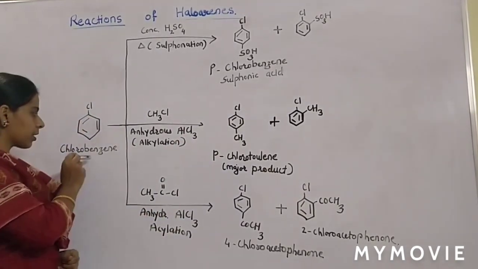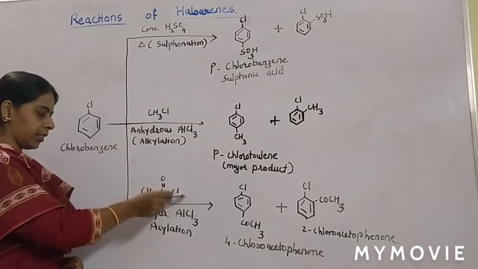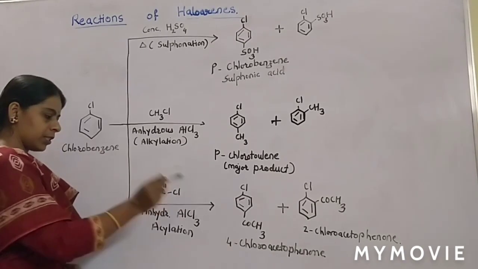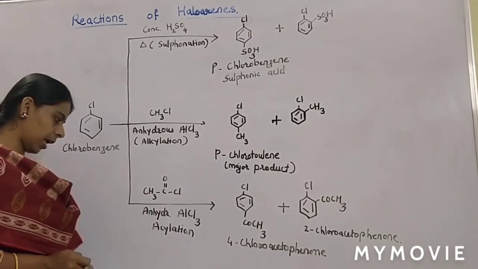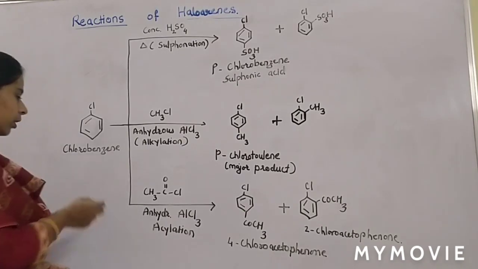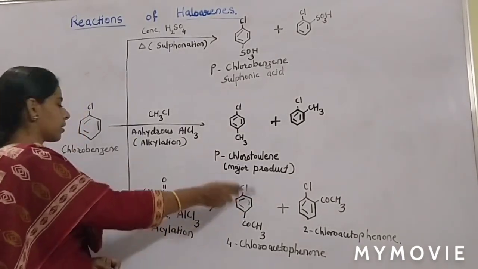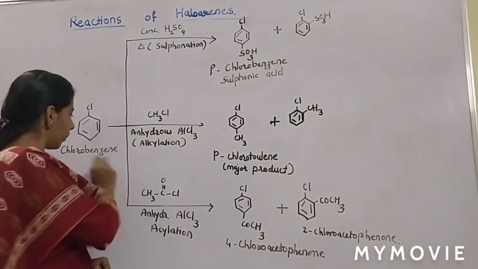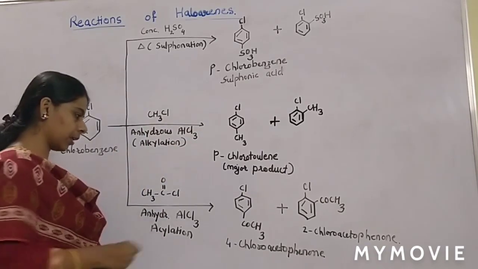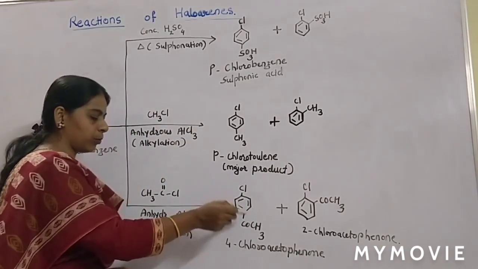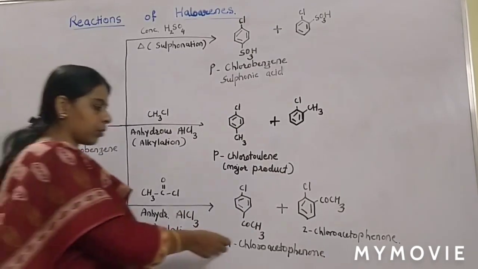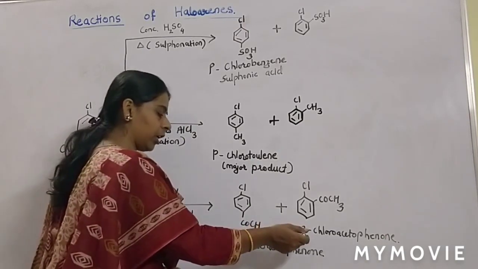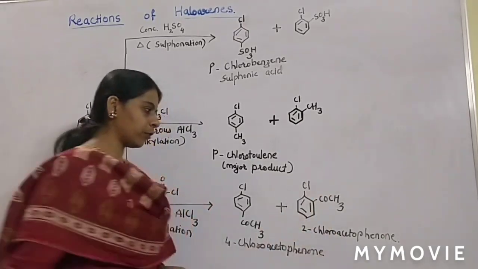And after that, the third reaction: chlorobenzene again reacts with CH3COCl, that is acetyl chloride, in the presence of anhydrous aluminium trichloride. This reaction is known as acylation. What is the product we are getting? Chlorine is already attached to the benzene ring, and one hydrogen is replaced by the COCH3 group, and that hydrogen combines with Cl to form HCl, the byproduct. So COCH3 is attached at the ortho and para positions. This is para-chloroacetophenone, and here COCH3 is attached at the ortho position, so the name of that compound is 2-chloroacetophenone.